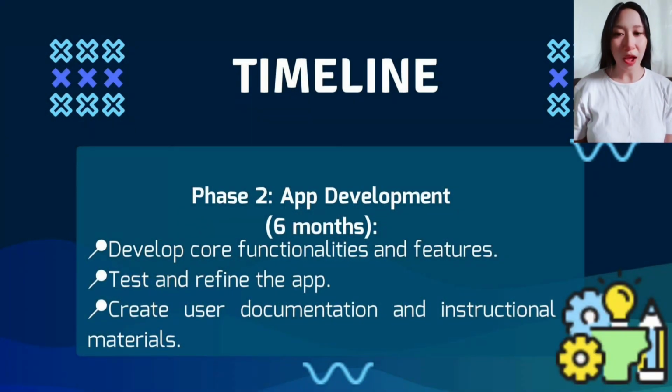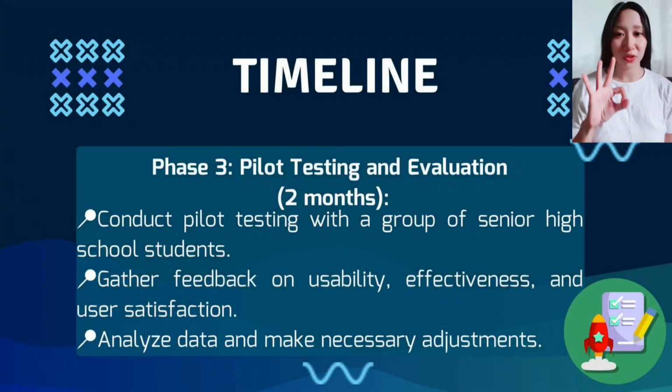Phase 2, app development. For 6 months, develop core functionalities and features, test and refine the app, create user documentation and instructional materials. Phase 3, pilot testing and evaluation.